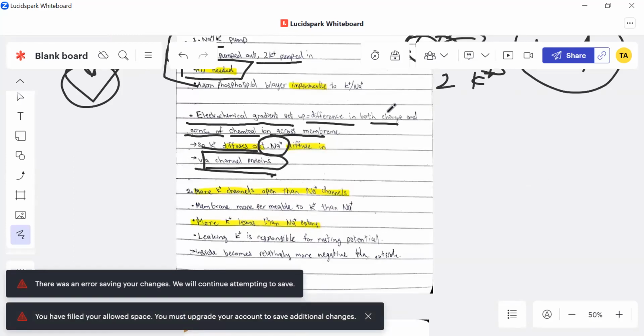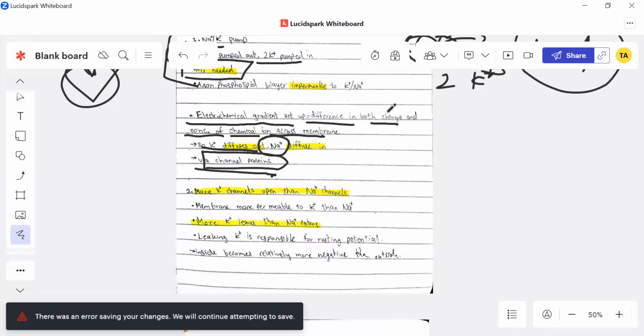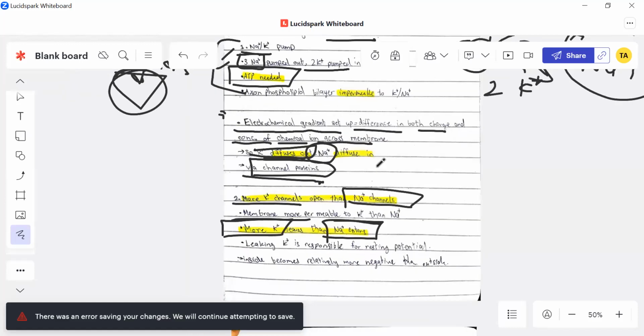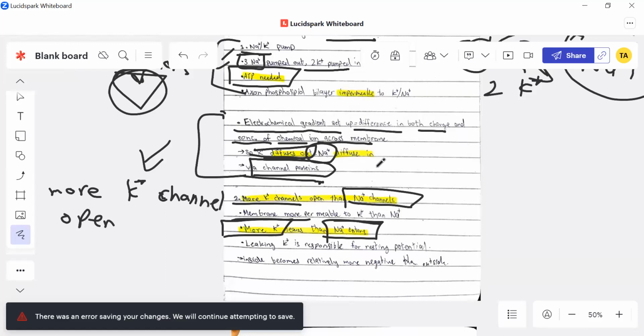Because more potassium ions are diffusing out, there are more potassium channels open than sodium channels. And because of this, the membrane becomes more permeable to potassium ions than sodium ions. This means that more potassium ions would leave the cell than sodium ions entering. So in this case, when diffusion is happening, you have more potassium channels that are open compared to the sodium ion channels.